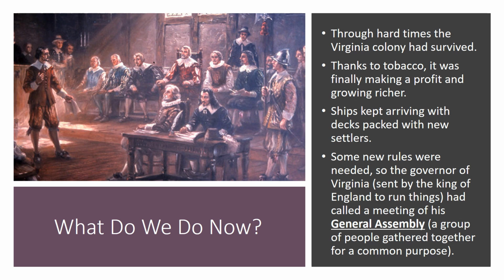What do we do now? Through hard times, the Virginia colony had survived. Thanks to tobacco, it was finally making a profit and growing richer. Ships kept arriving with decks packed with new settlers. Some new rules were needed, so the governor of Virginia, sent by the King of England to run things, had called a meeting of his General Assembly. A group of people gathered together for a common purpose.